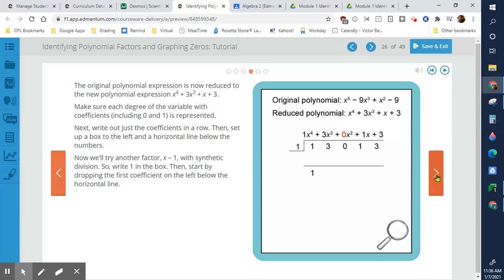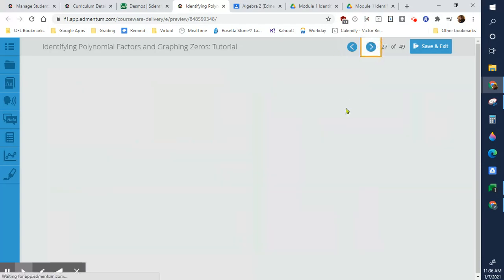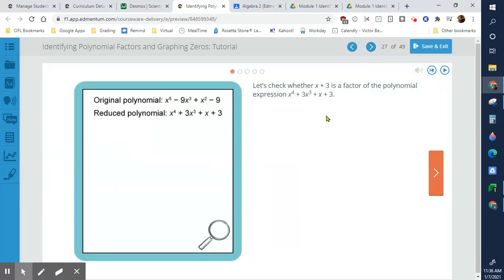So instead of plugging this 1 into the original function, we already factored it out. Let's plug it into the factored out function. They call it a reduced one, but it's more of a factored out already. We already factored something out. So again, here's this factored out one. We already factored out that x minus 3. And now we want to see if x plus 3 is a factor.